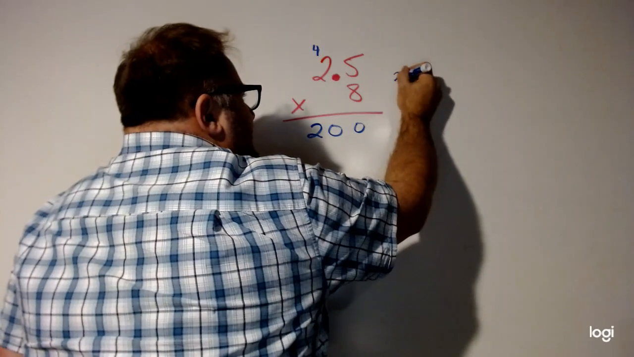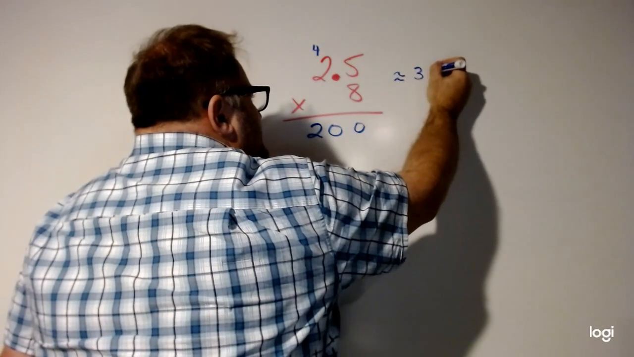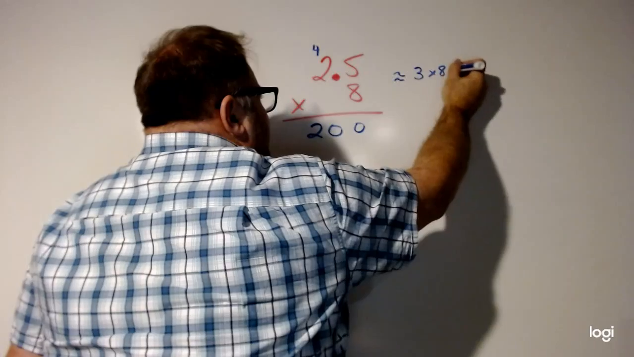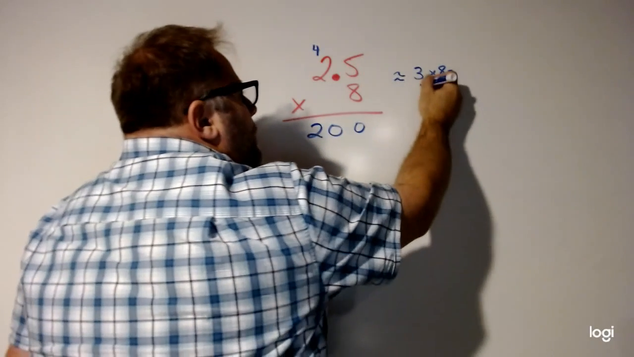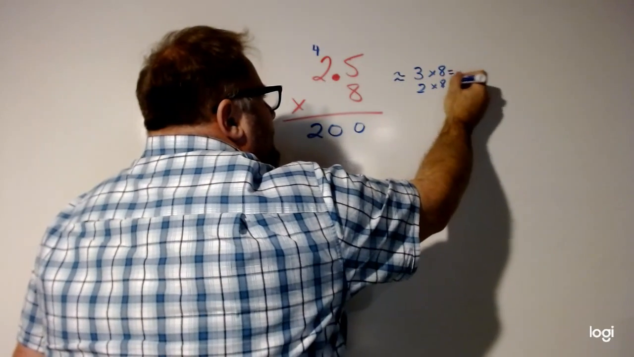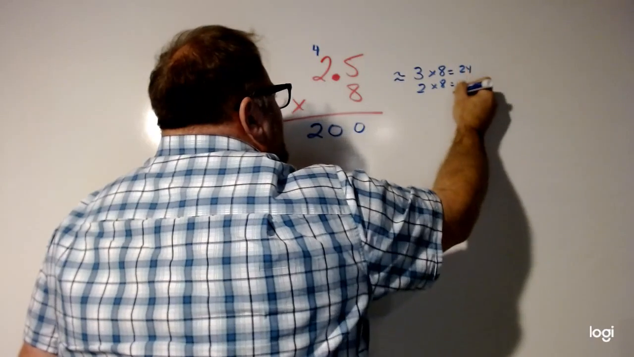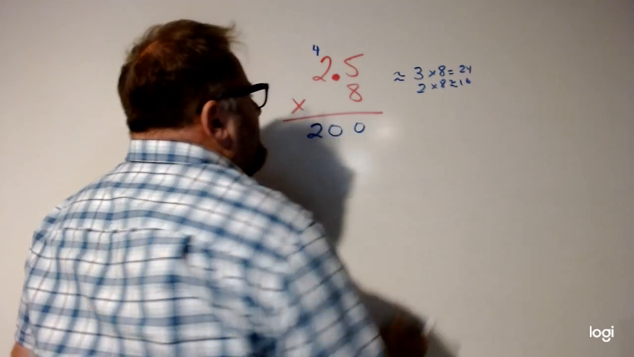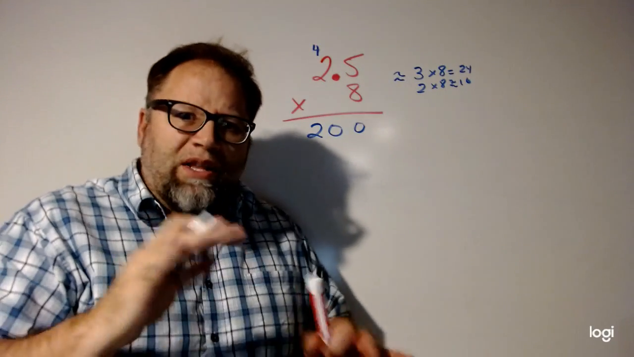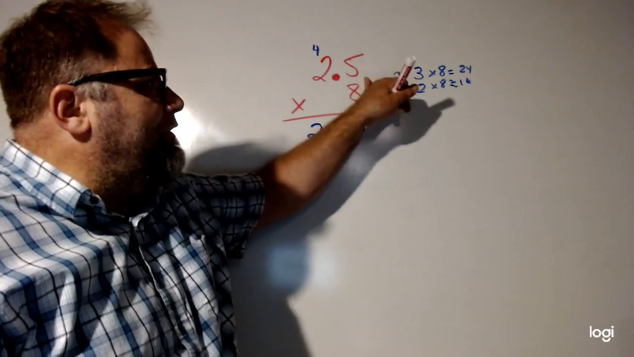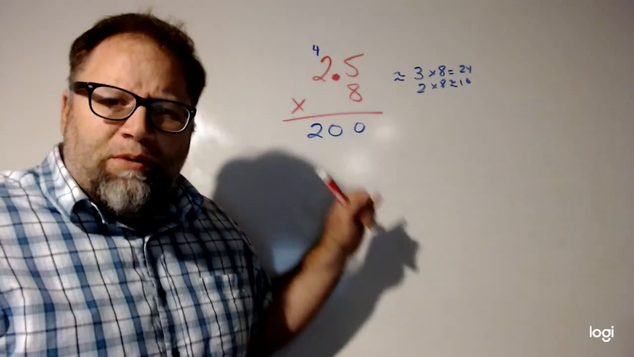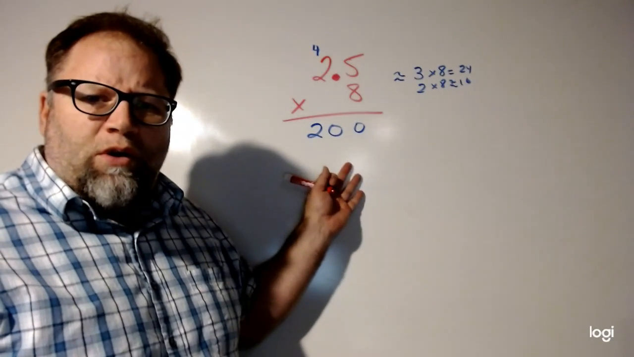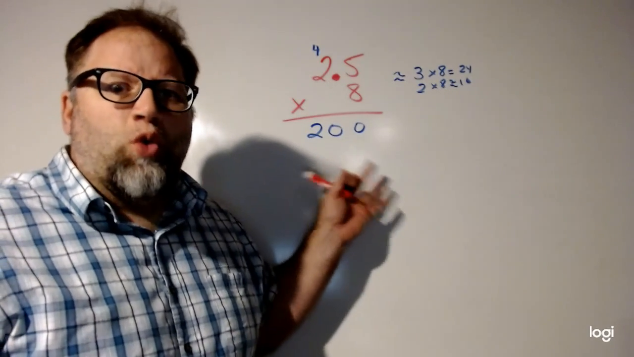Now, if we go back to the other day when we were talking about estimating these, we might say this is the same as 3 times 8, or 2 times 8. This one's 24, and this one's, what, 16? So we expect the number right in the middle there because it's 2.5. Did we get a number that's between 24 and 16? No, we got a number that's 200.